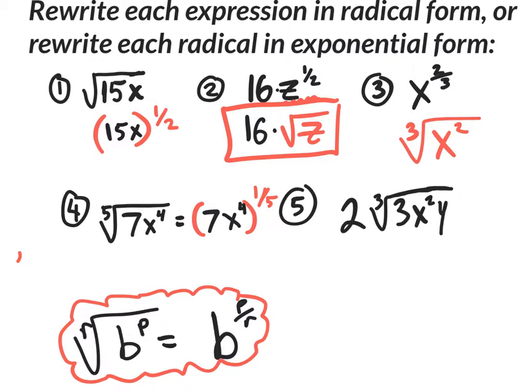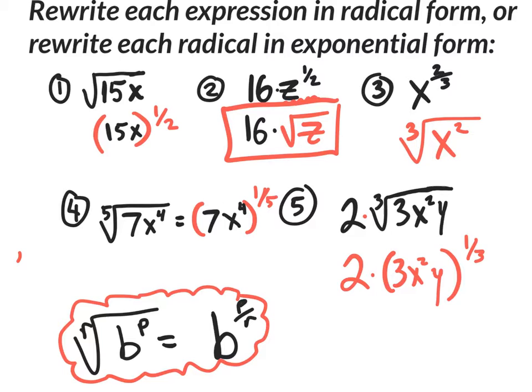Number 5 has a number 2 out in front that's being multiplied, right? Now this whole thing, 3x squared y, is inside the third root, but I'm going to change the third root to be what kind of power? You guys already know what the third root is. It's the power of what? 1/3. The power of 1/3.